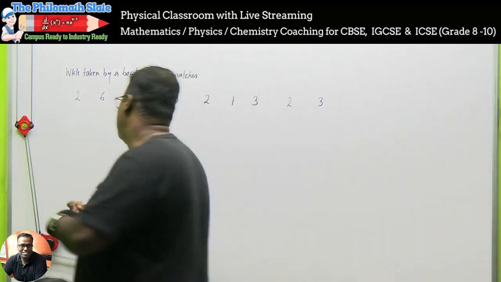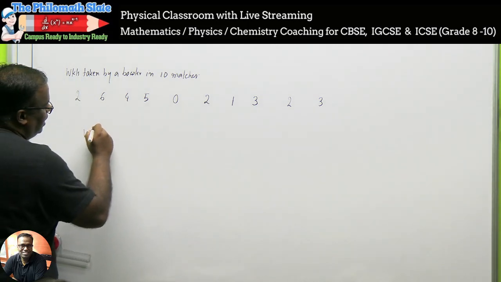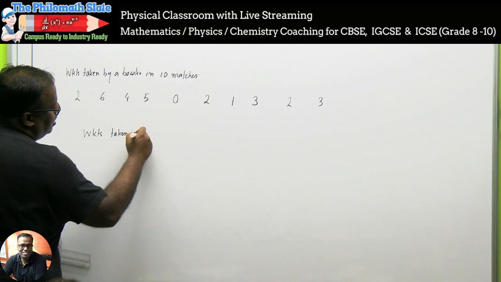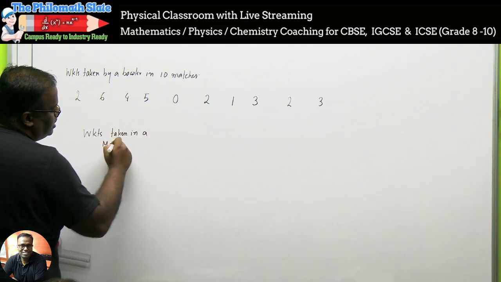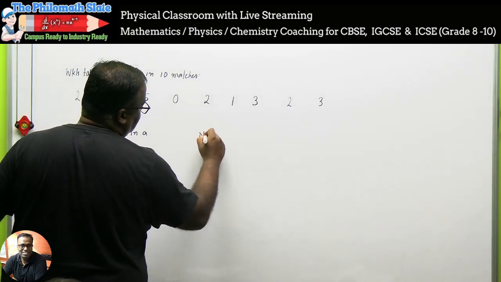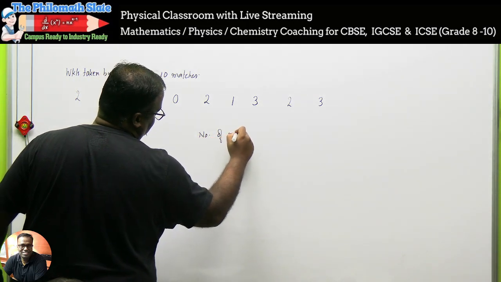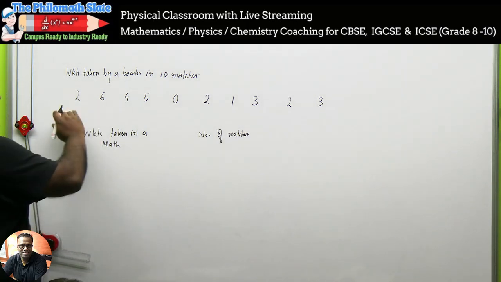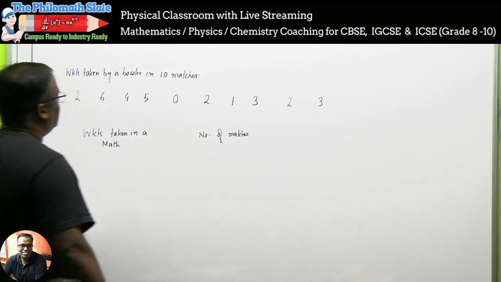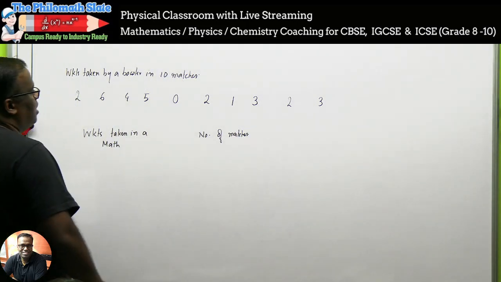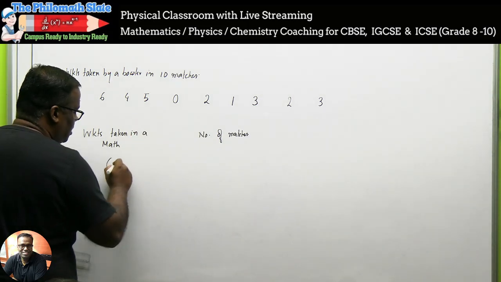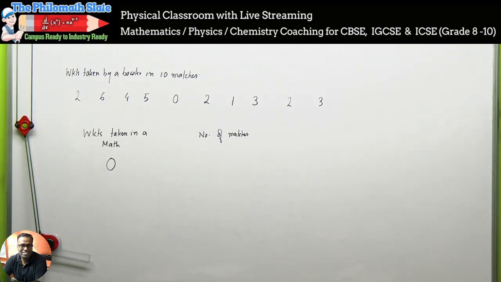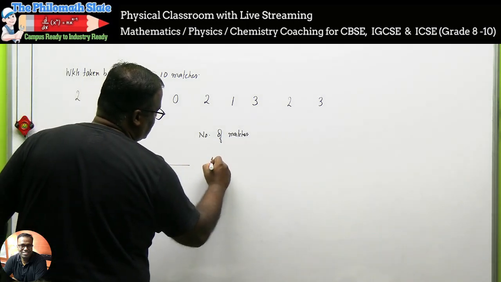Let's make the data like this: wickets taken in a match, and here I write number of matches. Now let's arrange this data properly. Zero wickets: out of 10 matches, in how many matches did he get 0 wickets? 1. So this is your frequency, basically.